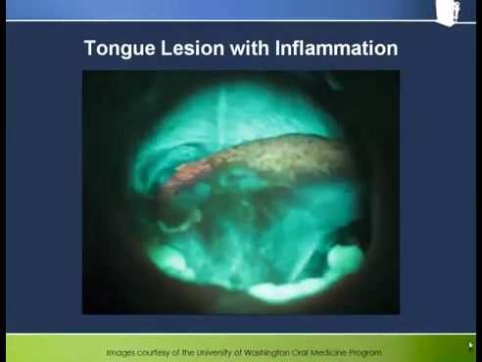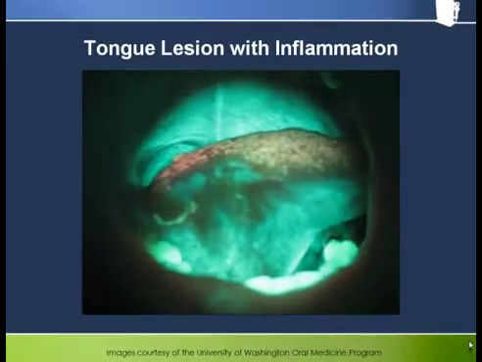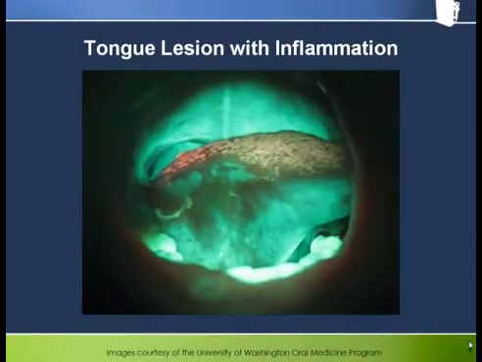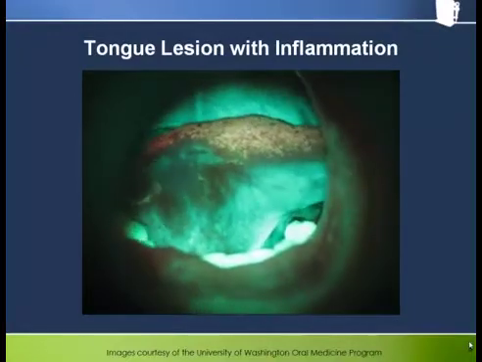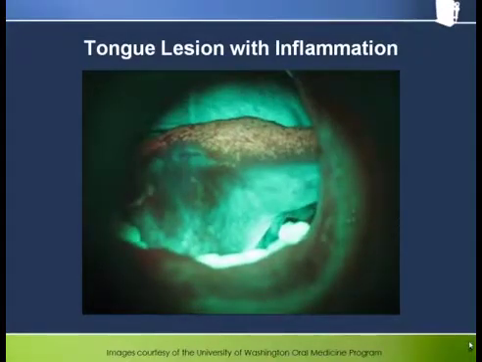This is a brief movie of a lesion which, as it turns out, shows loss of fluorescence from both dysplastic and inflammatory effects. Notice the general abnormal fluorescence pattern showing extensive areas of loss of fluorescence.